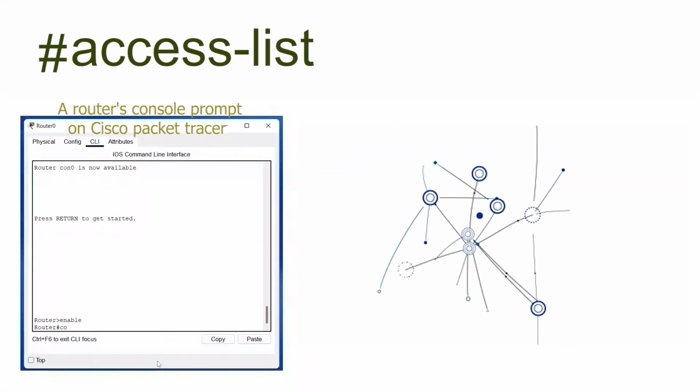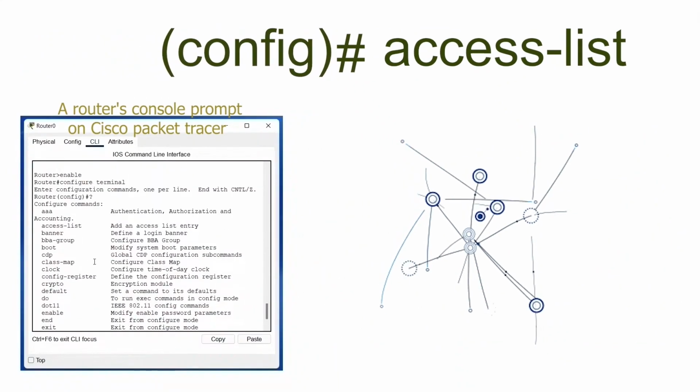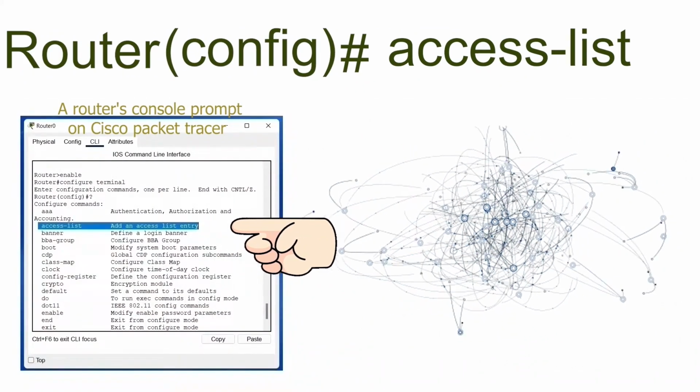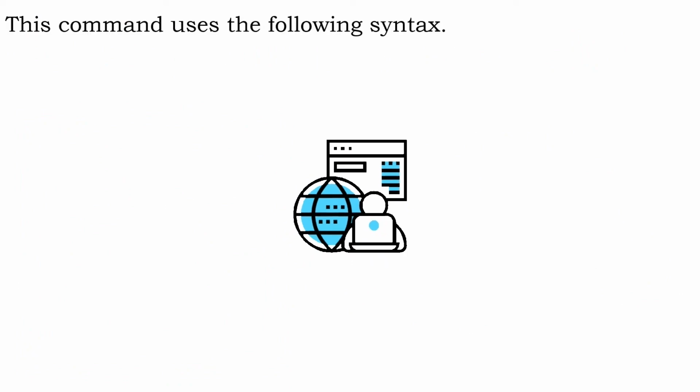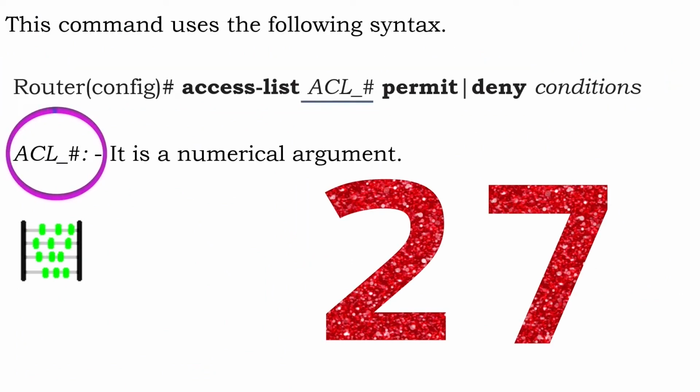This is a global configuration mode command. This command allows us to create a standard numbered ACL and an extended numbered ACL. This command uses the following syntax.